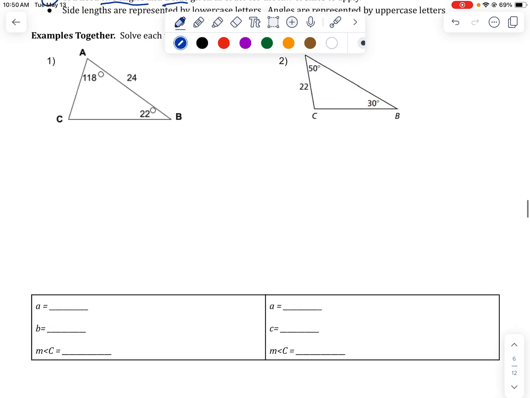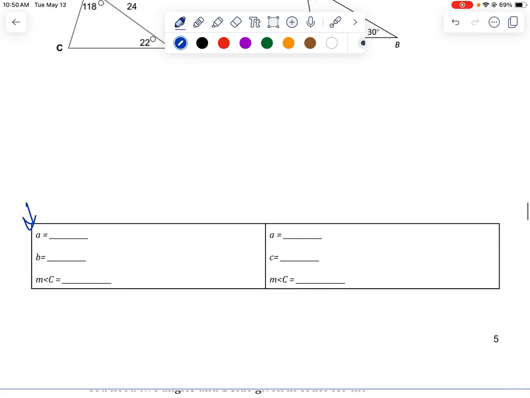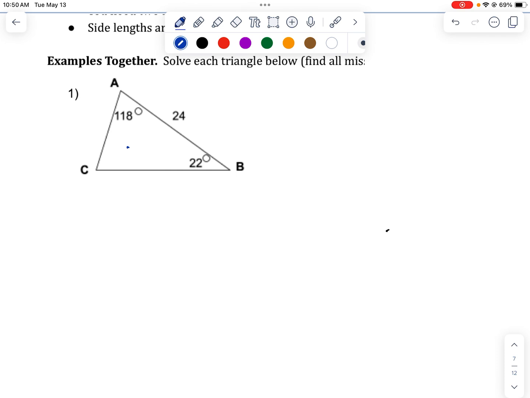So we're just going to solve for side a in number 1. I notice that I have angle A and angle B. This 24, that is side c. So I need to figure out, okay, what's angle C? Well, angle C is 180 minus 118 minus 22, which is 40 degrees.